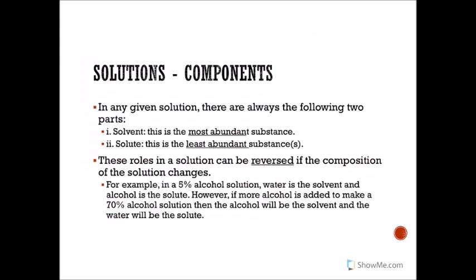In any given solution, there are always the following two parts: the solvent, which is the most abundant substance, and the solute, which is the least abundant substance. These roles in a solution can be reversed if the composition of the solution changes. For example, in a 5% alcohol solution, water is the solvent and alcohol is the solute. However, if more alcohol is added to make a 70% alcohol solution, then alcohol will be the solvent and water will be the solute.